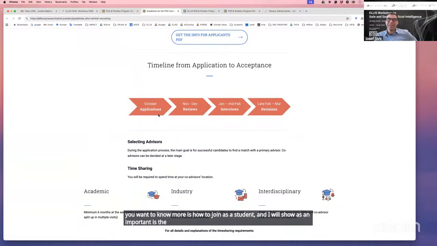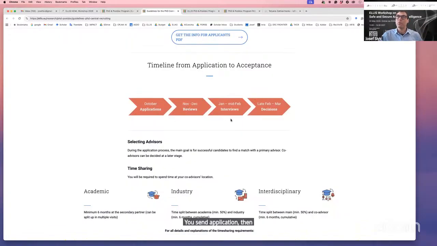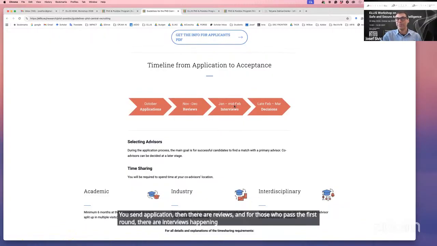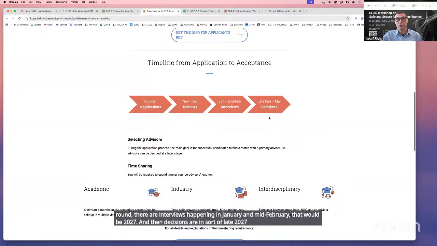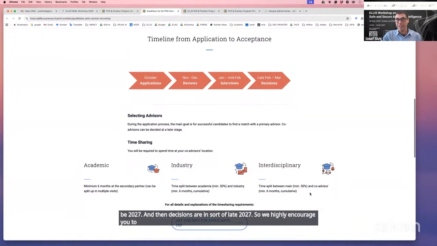Typically the applications are in October, so October this year, 2026. You send the application, then there are reviews, and for those who pass the first round, there are interviews happening in January and mid-February. That would be 2027, and then decisions are in late 2027. So we highly encourage you to apply, and there are three tracks, which I will mention.